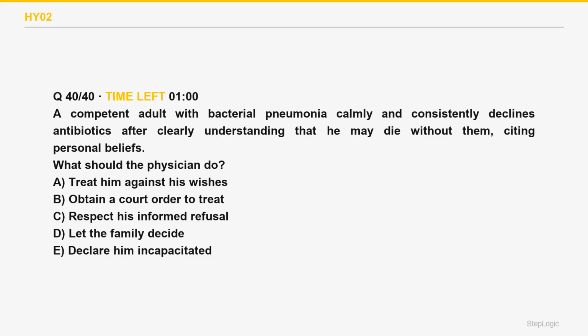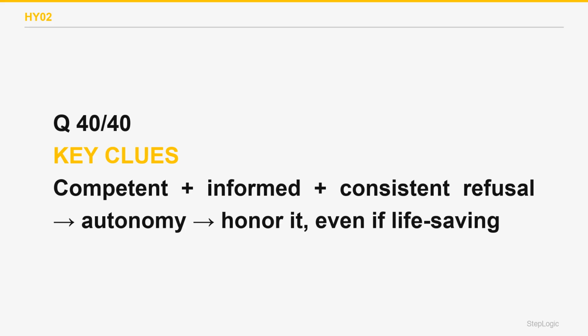What should the physician do? A competent adult with bacterial pneumonia calmly and consistently declines antibiotics after clearly understanding that he may die without them, citing personal beliefs. Read the command. The right action when a capable adult refuses. Autonomy lets a competent patient refuse even life-saving care.